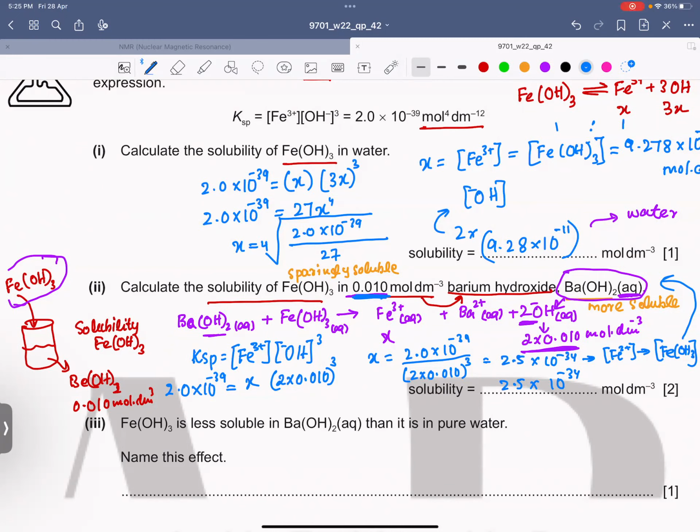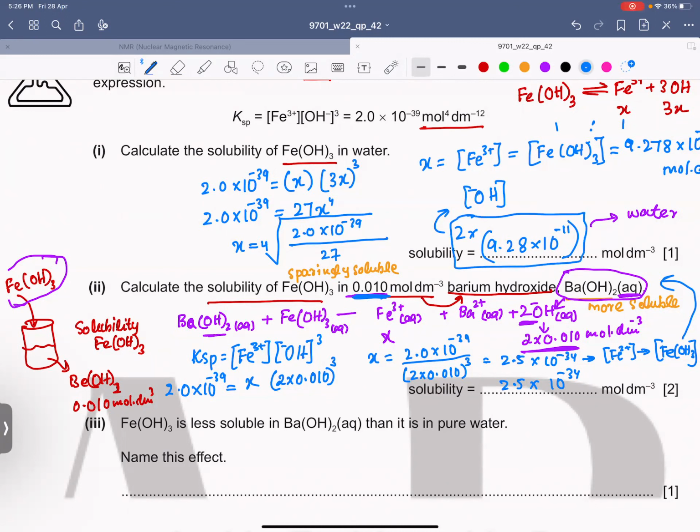It's still small. It's very small. It doesn't make any difference because it's just exponent minus 2 and it is just exponent minus 11. So actually this is the concentration of hydroxide ions in water.